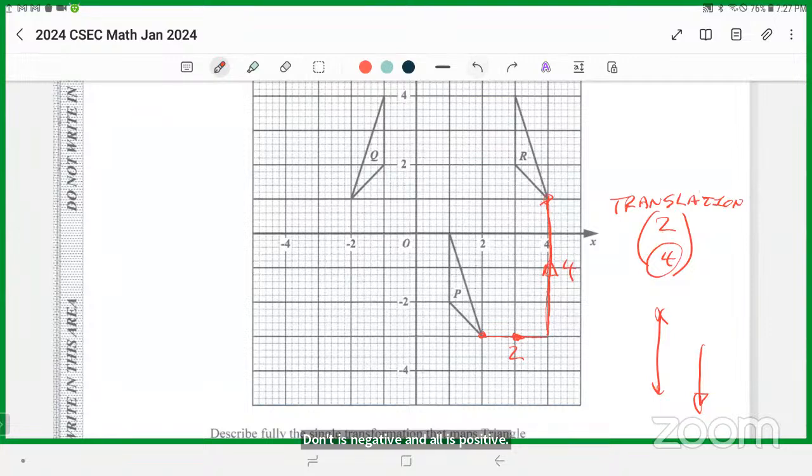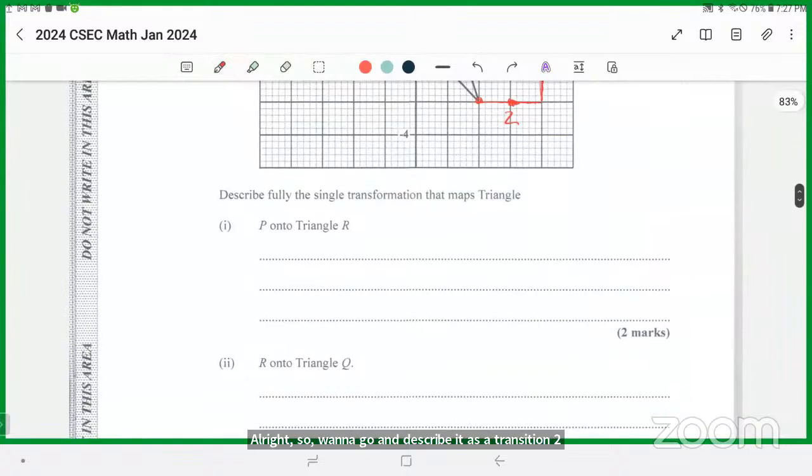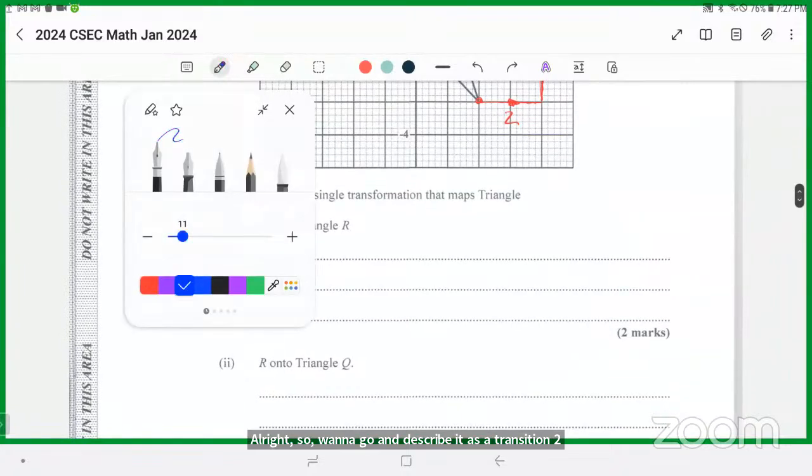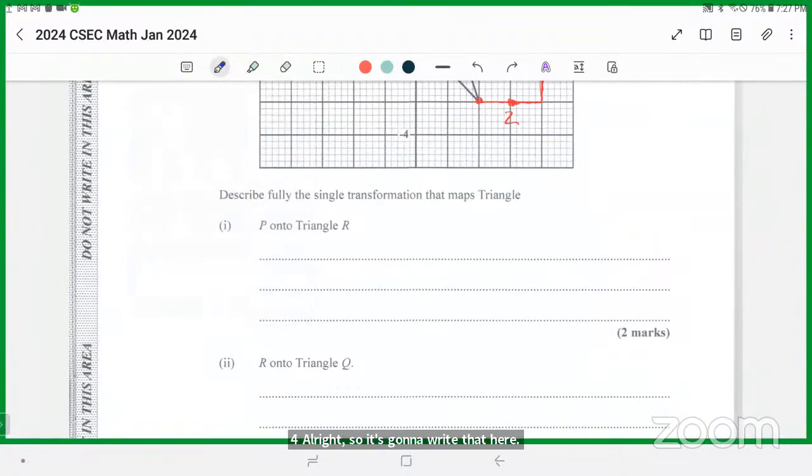All right. So I'm going to go and describe it as a translation. 2 units to the right, 4 units upwards. That's P to R. All right. So I'm going to write that here. It's a translation. 2 units to the right, 4 units upwards. I have to give the name of the transformation. A translation is the name of it. Translation.